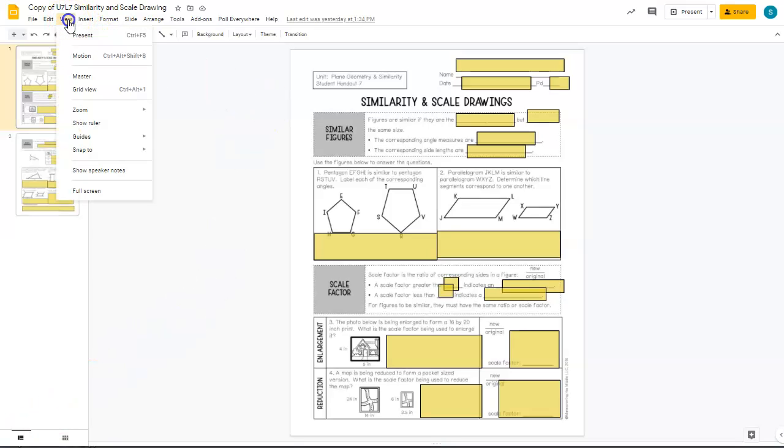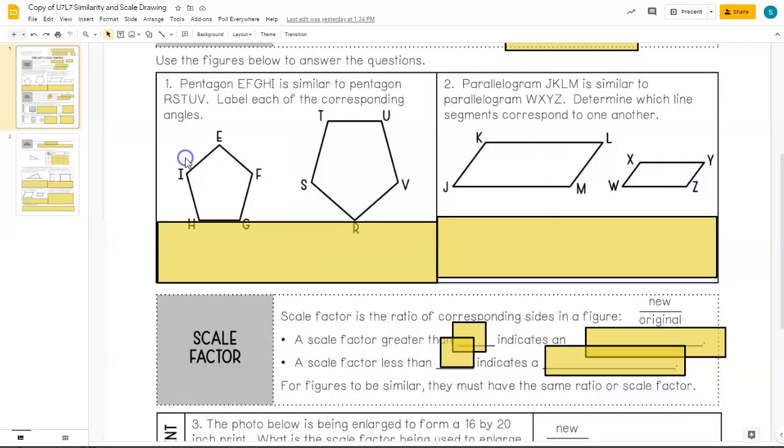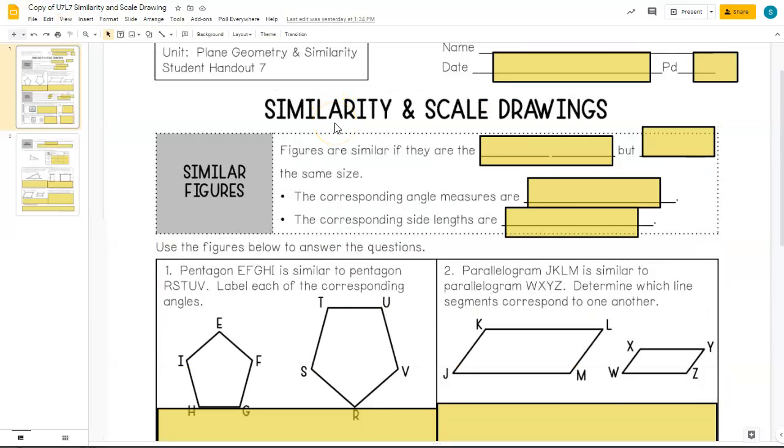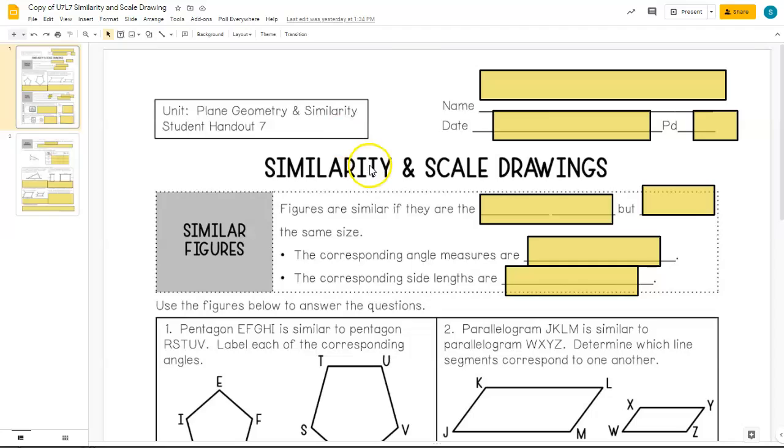Alright, let's go ahead and change the view of this so we can see what's going on here. Now, we need to talk about what similarity means. We say two figures are similar if they are the same shape but not the same size. So we could have a larger version or a smaller version, and we're going to talk about that as the scale factor. The corresponding angle measures are congruent or equivalent.